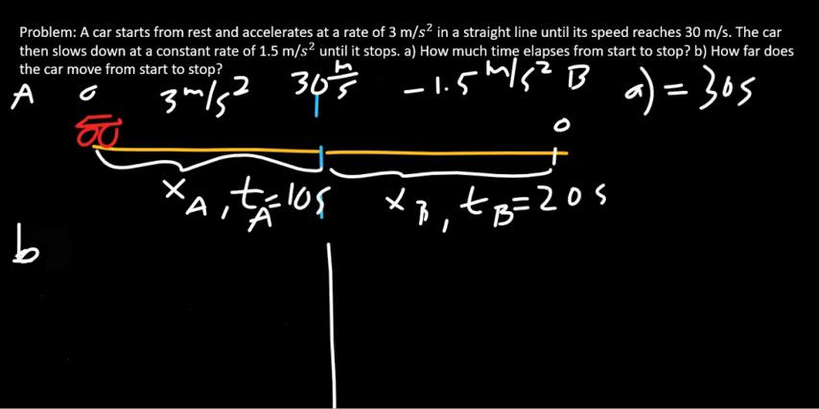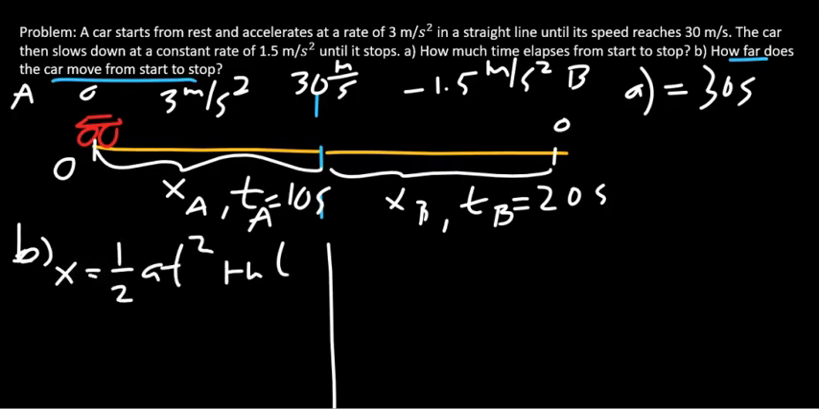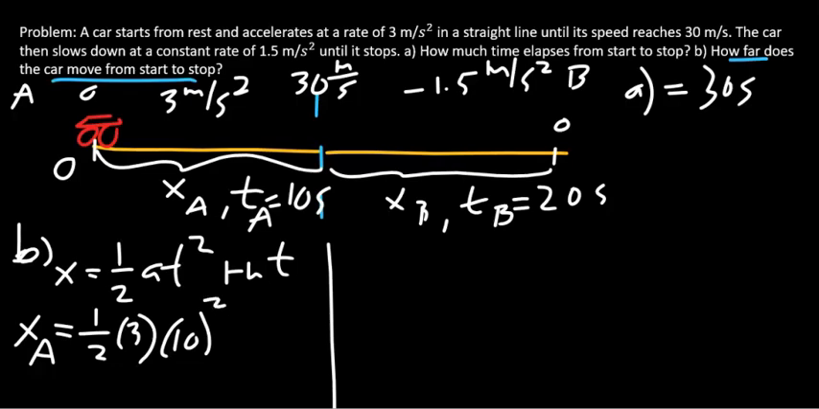Now let's do part B. How far does the car move from start to stop? So xA plus xB. We are going to assume that it begins at the origin. The equation of kinematics is x equals half at squared plus ut plus x naught. But x naught is the origin, so that goes to 0. Applying that equation to region A, xA equals half times the acceleration for region A, which is 3, t is tA, which is 10, squared, u is 0, so plus 0. And the answer is 150 meters.